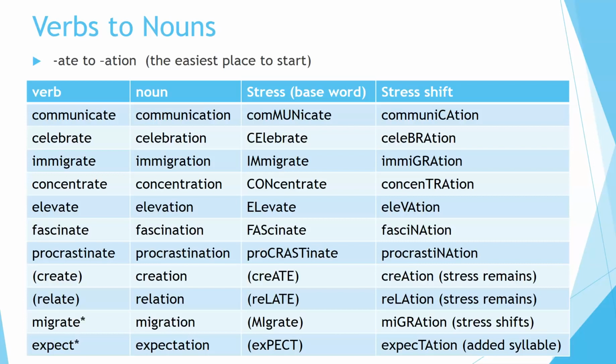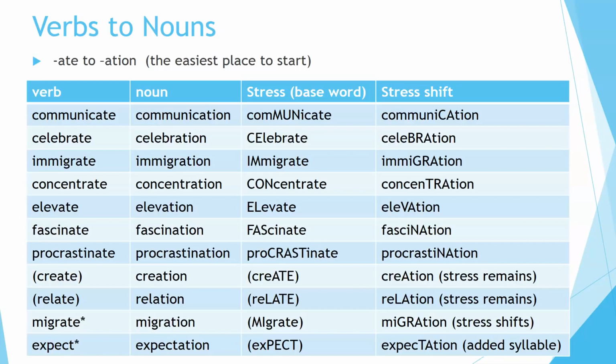Now with the verb form, it comes in the third to the last syllable. So for example, celebrate, immigrate, concentrate, elevate, and fascinate. They're all 3-syllable words. So the third syllable from the end is actually the first syllable of these words. Now let's look at the next words. Communicate and procrastinate. These are 4-syllable words. So the third syllable from the end is actually the second syllable of these words. Let's look at the next two.